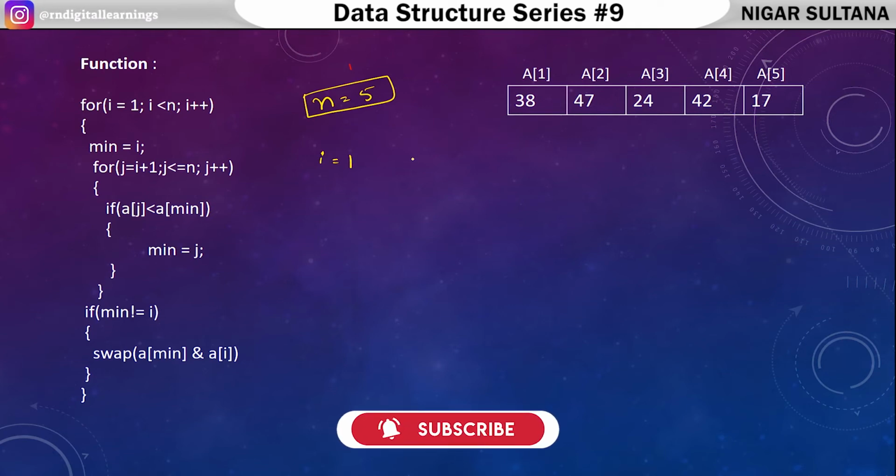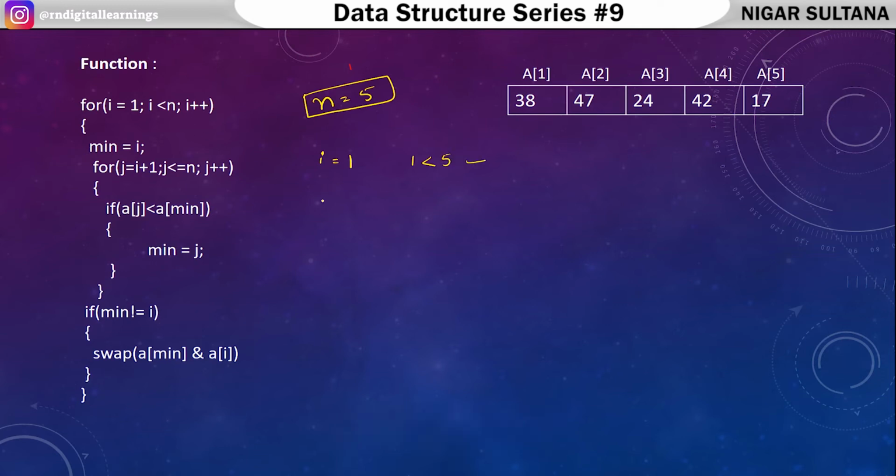Check the condition. Is 1 lesser than n, that is 5? It's true. If it is true, enter into the loop. Now I have given the min variable as i, which is 1. Initially the minimum value is 1. Next, we'll move into the j loop, that is j equals i plus 1.